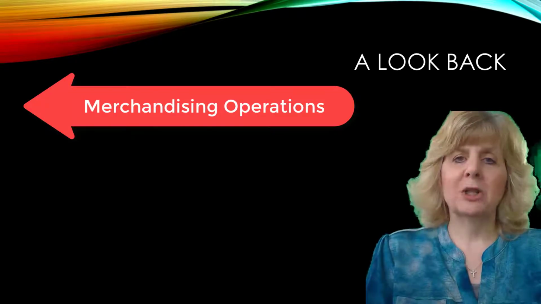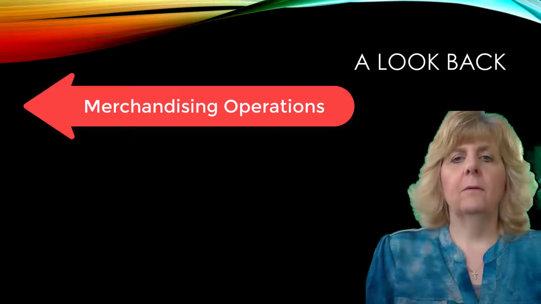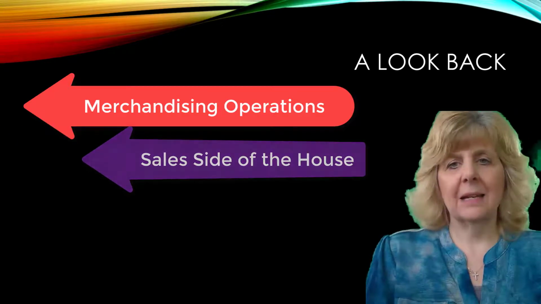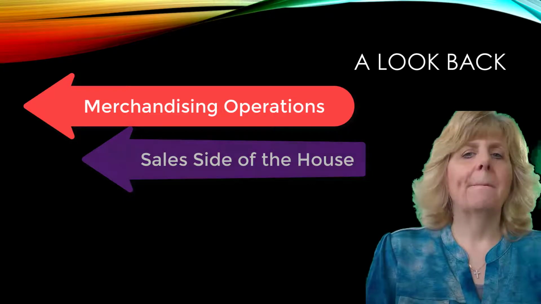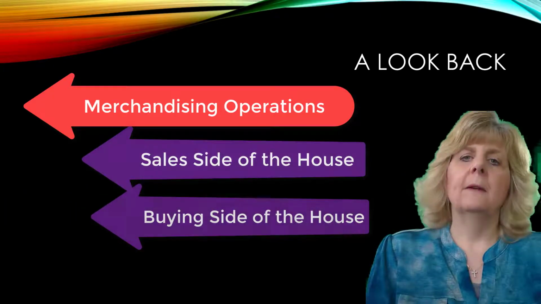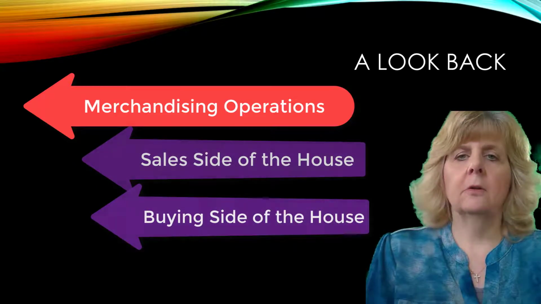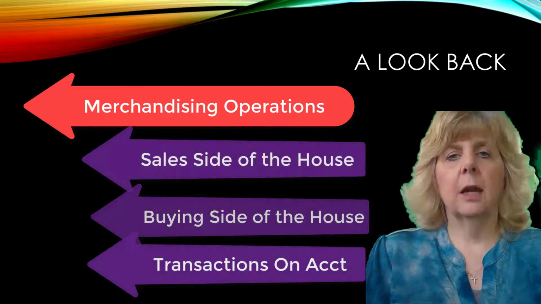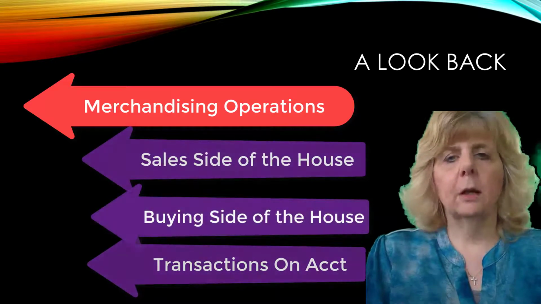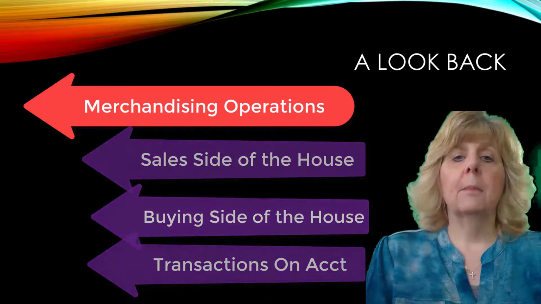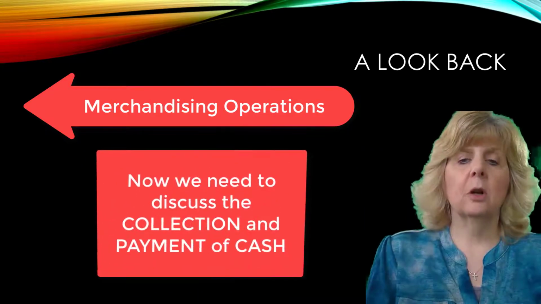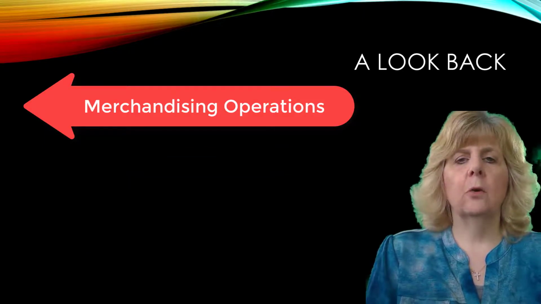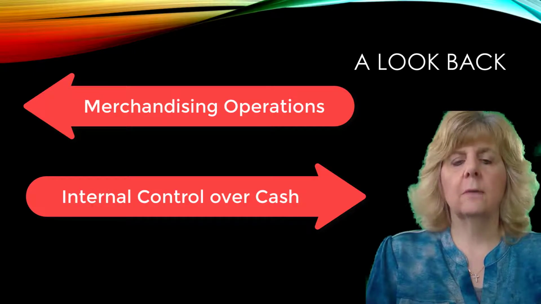We've been covering merchandising entities. So think of your favorite merchandiser. And what we've done is we've gone through the selling side of the house. We've gone through the buying side of the house. We have seen how merchandisers make sales on account and how they do purchases on account, also for cash and for credit cards. To finish the cycle up, we need to talk about the cash being either collected or paid. And along those lines, we will be looking forward towards the internal control of cash.